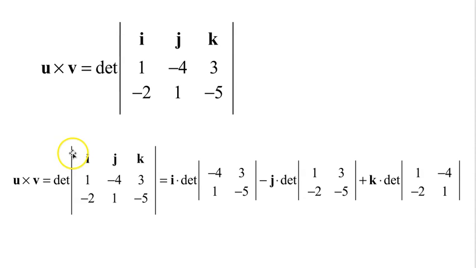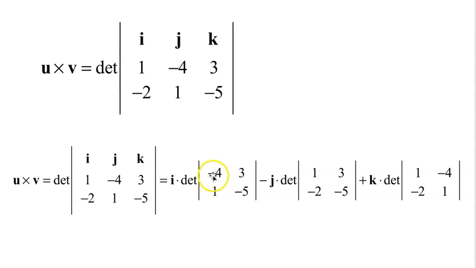Now, how does that work? We're going to put plus, minus, plus across the top. So it's plus i minus j plus k. i's minor, cross out the column, cross out the row, and we get negative 4, 3, 1, negative 5. j's minor, cross out the column, cross out the row, 1, 3, negative 2, negative 5. k's minor, cross out the column, cross out the row, 1, negative 4, negative 2, 1. And next we have to evaluate all of these determinants.